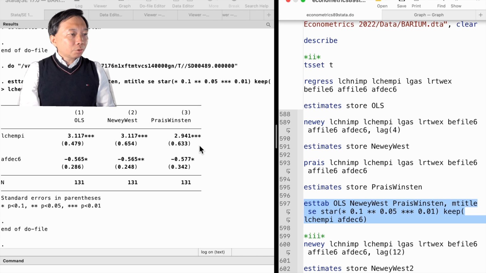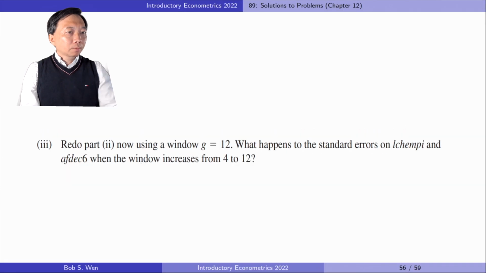For the after decision variable, the Newey-West standard error is smaller than the usual OLS and the Prais-Winsten standard errors. In Part 3, we do Part 2 now using a window G equals 12. What happens to the standard errors on the variables when the window increases from 4 to 12?